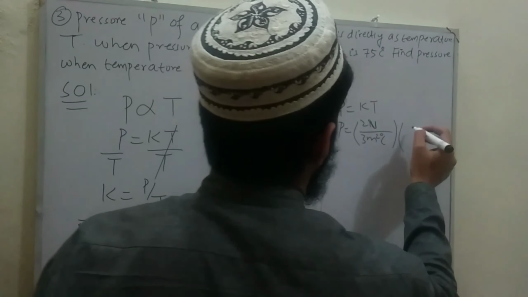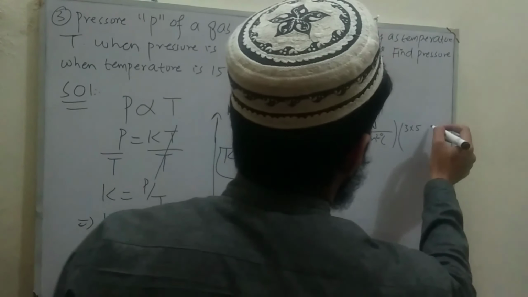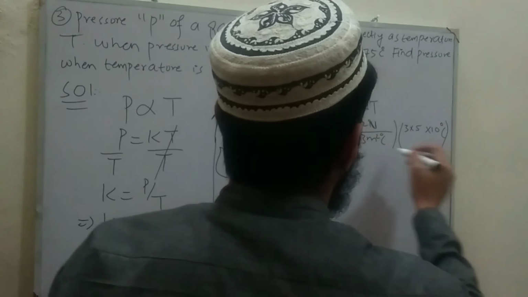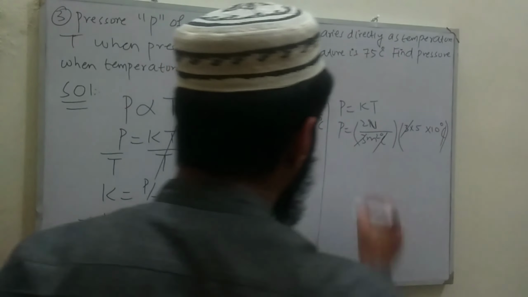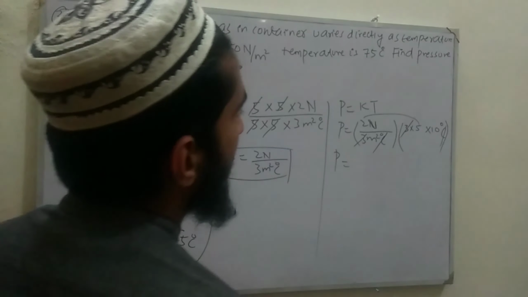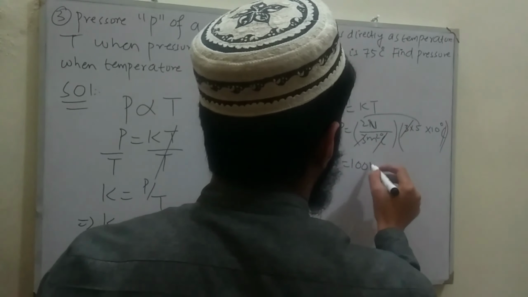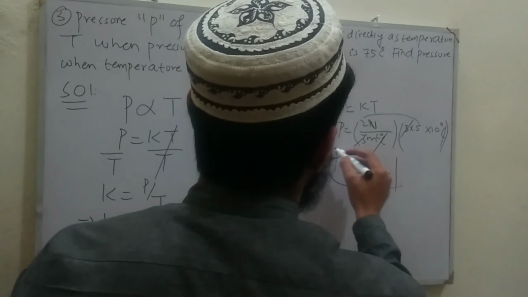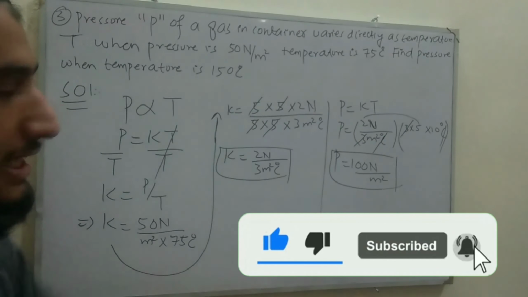So 150 can be written as 3 multiply 5, which gives us 15, and 15 multiply 10 gives us 150 degree centigrade. This 3 will cancel out with 3 and degree will cancel out with degree. So we are left with P is equal to 2 multiply 5, which gives us 10, and 10 multiply 10 gives us 100 Newton divided by meter square. So the pressure in a container is 100 Newton per meter square when the temperature is 150 degrees centigrade. So this is the required answer.